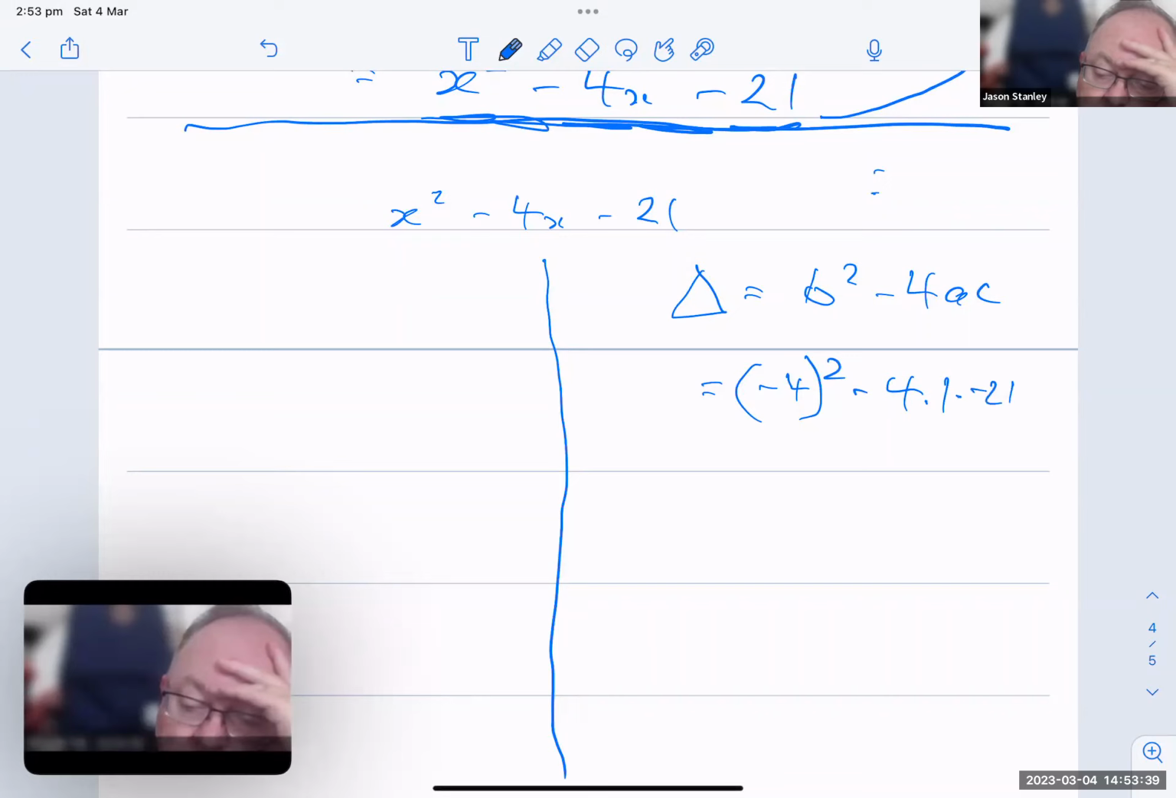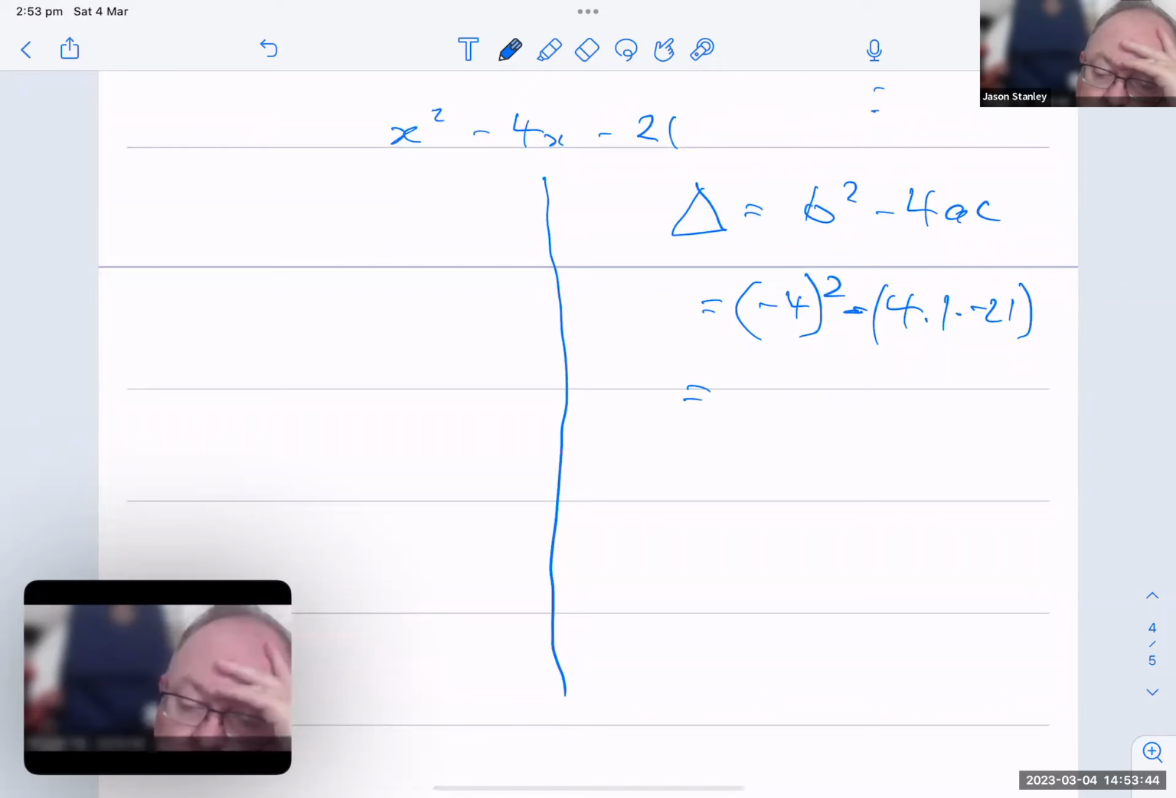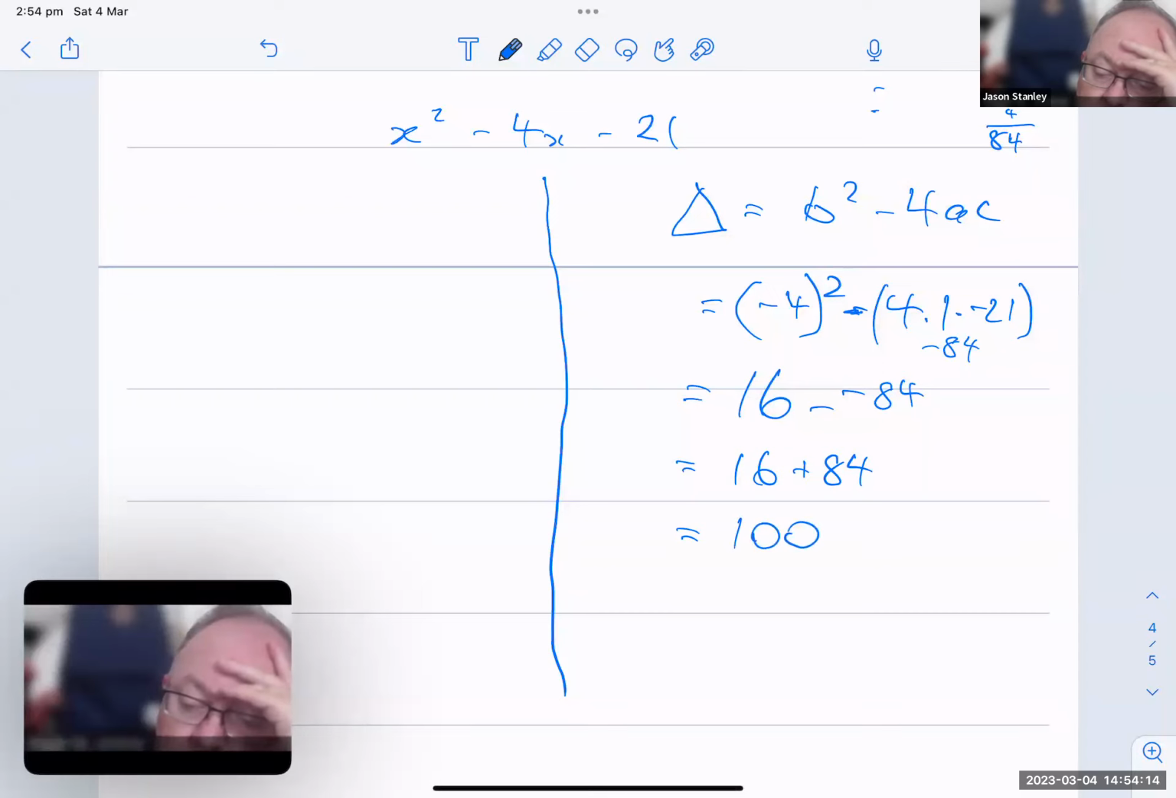So the dots mean times. Okay, so it's good to put a bracket around. So -4 times -4 is 16. Now, 4 times 21, 4 ones are 4, 4 twos are 8. So it's -84, but it's -84, so it's actually 16 plus 84. So it's actually, 84 plus 6 is not, it's 100. So your discriminant is 100.